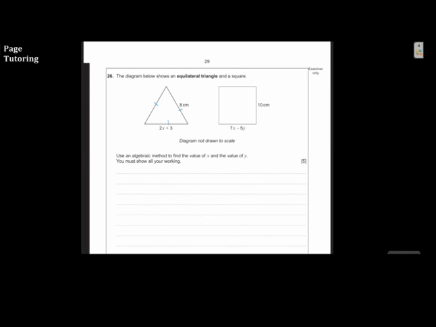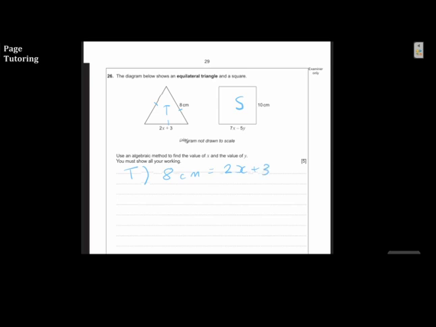So now it says, use an algebraic method to find the value of x and the value of y. You must show all your working out. Okay, so we've got our triangle here, we've got our square here. I've just labelled them, so when I start working things out in the space below, I can keep track of everything. Because we've already said about our triangle that all the sides are equal, which means that 8 centimeters must be equal to 2x plus 3.